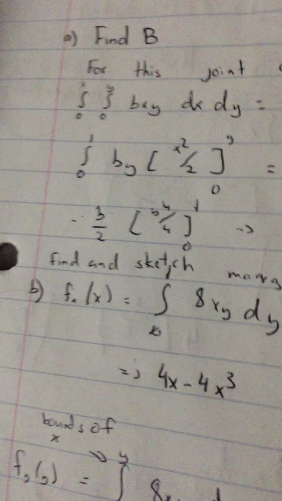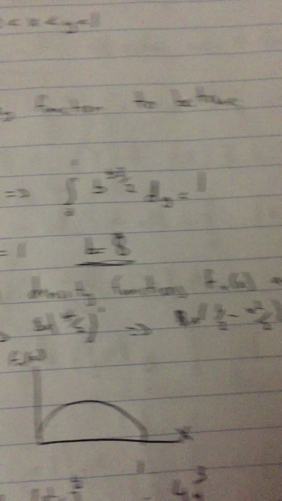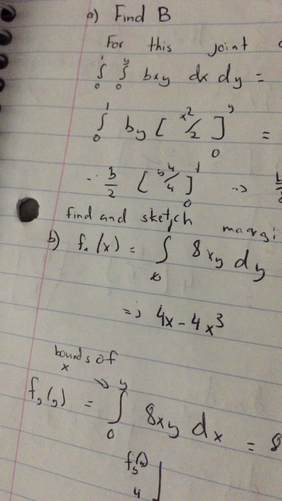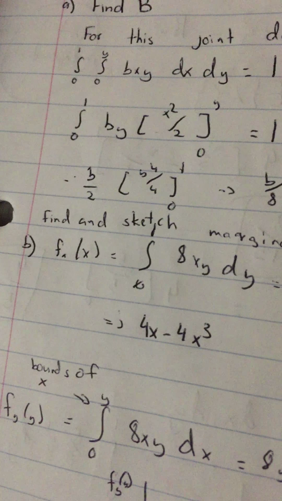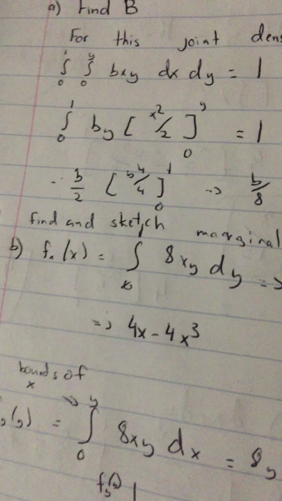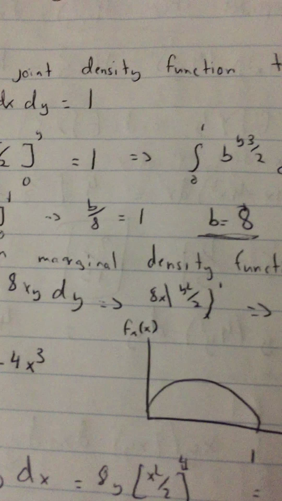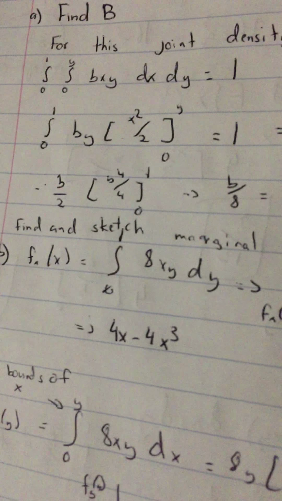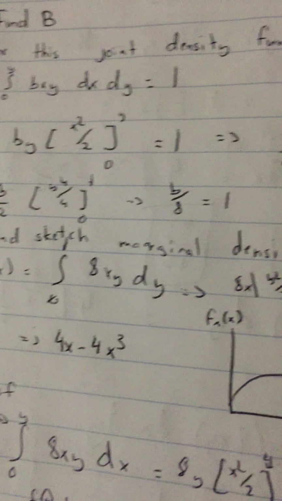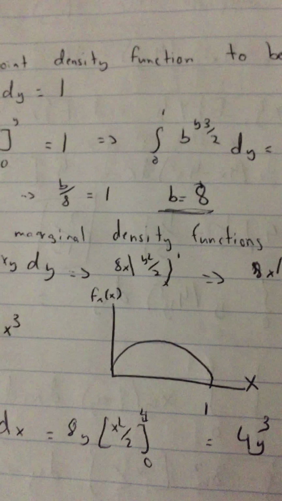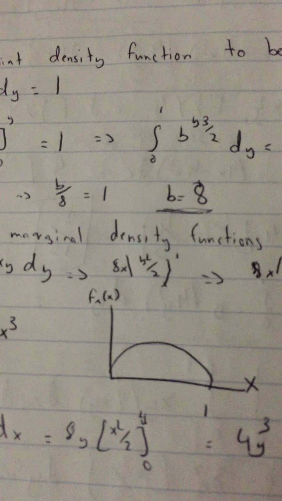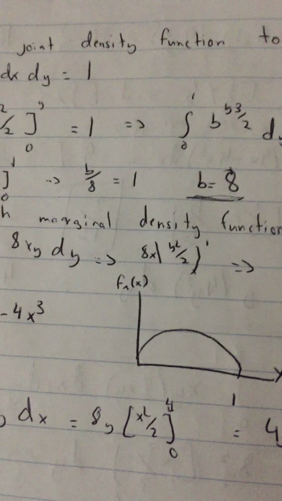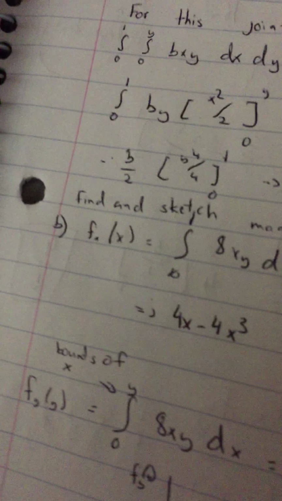So for part B, we have to find and sketch the marginal density functions f_X(x) and f_Y(y). So for f_X, using bounds of y from 0 to 1, 8xy dy ultimately equals 4x minus 4x cubed, and this is what the graph looks like. It almost looks like a semicircle, a half circle, something similar to that.